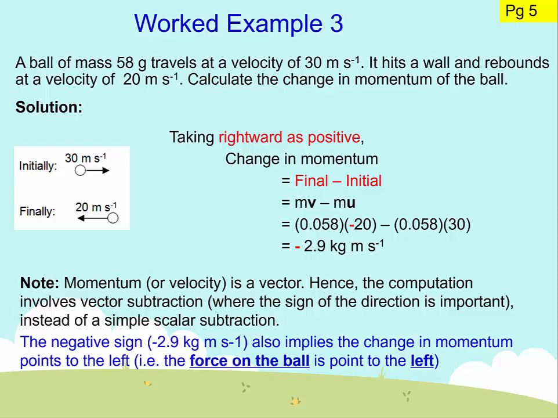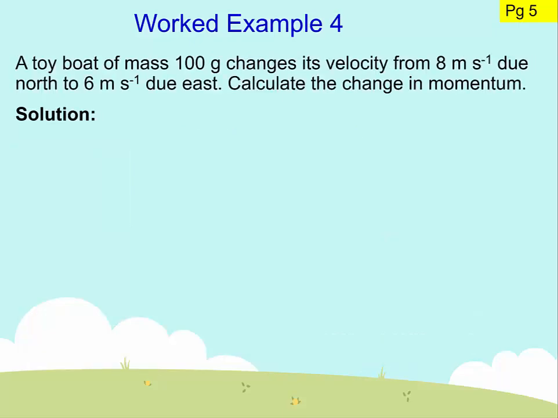So the force on the ball is to the left, therefore the change in momentum is also to the left. Work example 4. A toy boat of mass 100 gram changes its velocity from 8 meter per second due north to 6 meter per second due east. Calculate the change in momentum. Remember, momentum is a vector, so the direction is important.